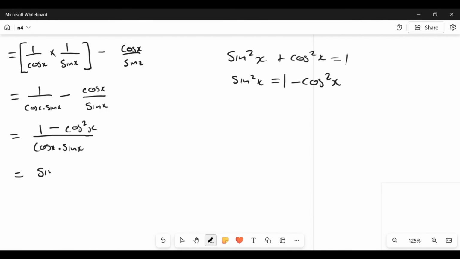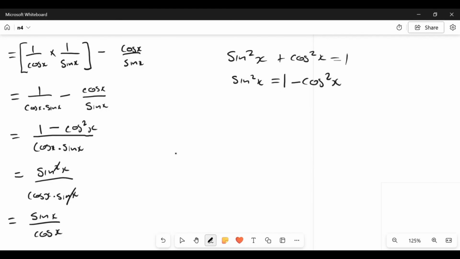So we're going to write sine squared x divided by cos x multiplied by sine x. So sine x and sine x there, they're going to divide each other. On the numerator, do not forget we have sine squared x, so we're going to be left with sine x there. And then on the denominator, we're only left with cos x. So as you can see, we're left with sine x over cos x.